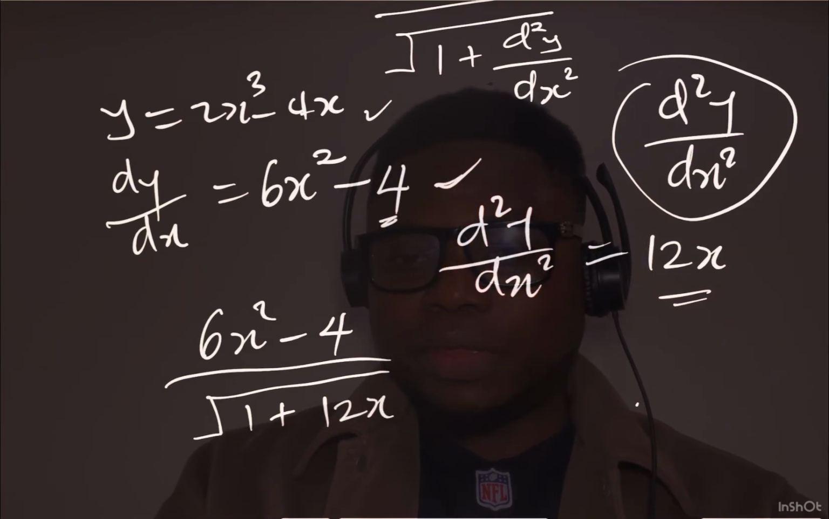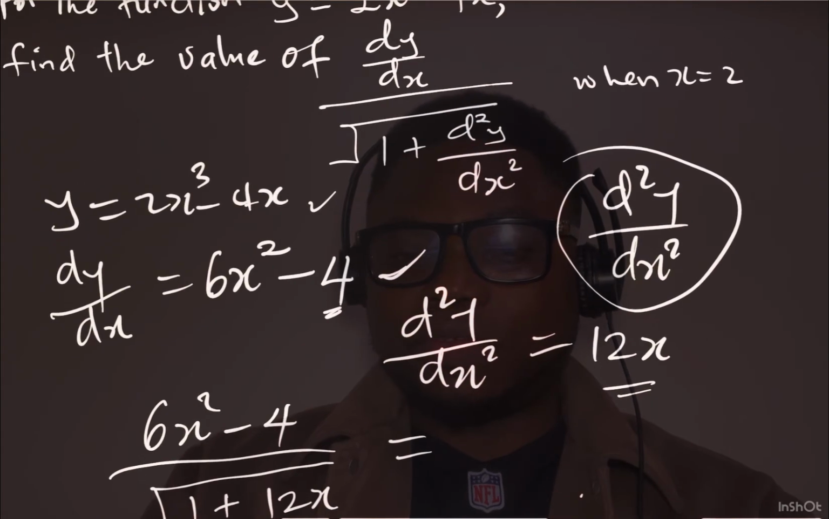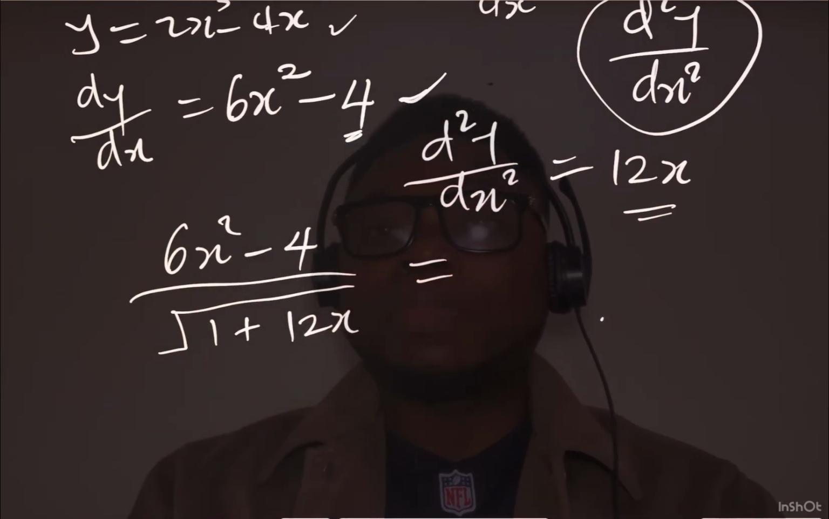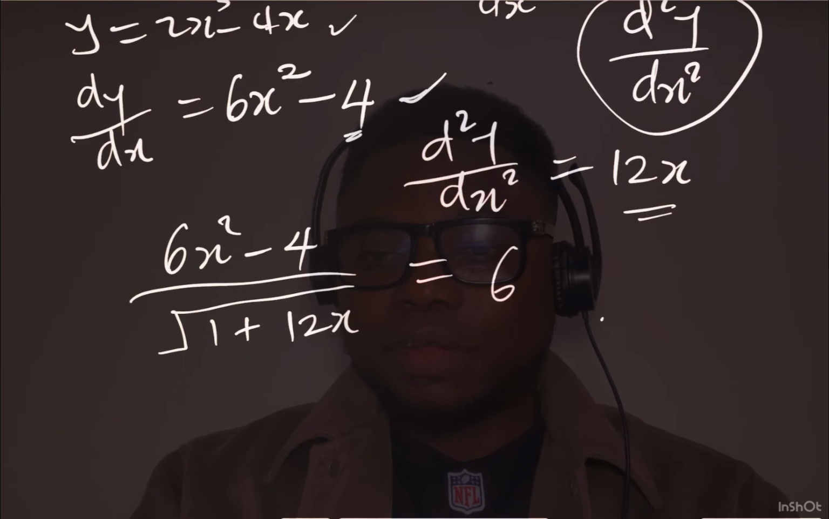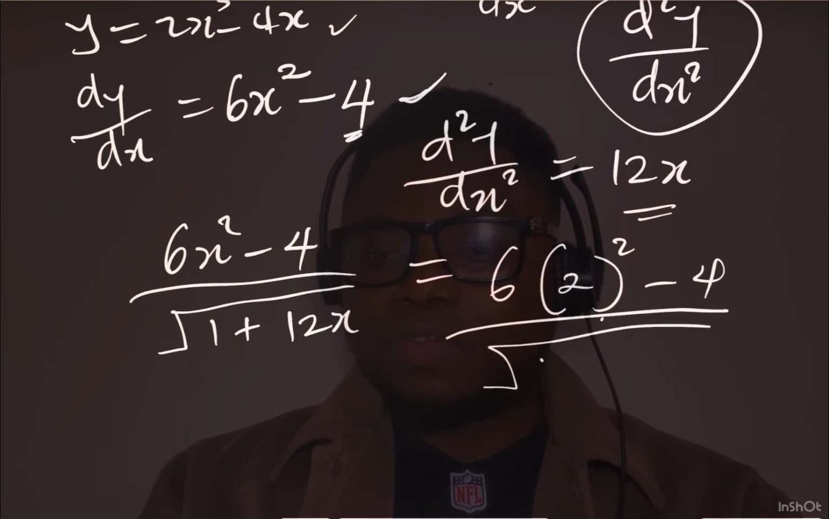And this will give me, because this question says when x is 2, it means in this expression I'm going to replace x with 2, and that will give me 6 times 2 raised to the power of 2 minus 4 divided by the square root of 1 plus 12 times 2.